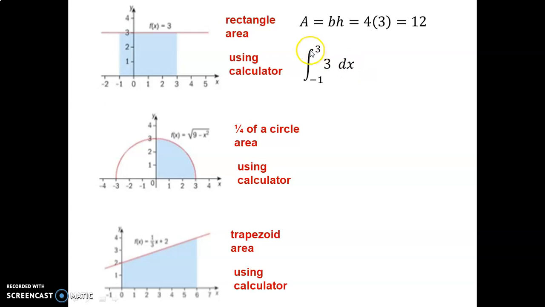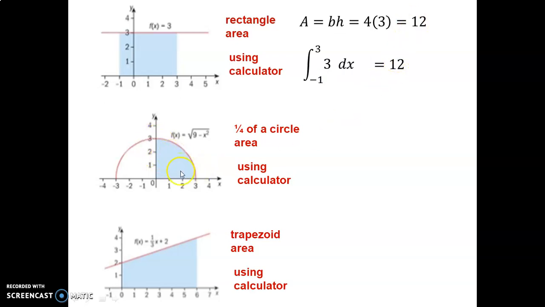Using our calculator, we could set up this integral. If you don't have your calculator, still write this on your page. There's our integral, -1 to 3. And the function is just 3, right? It's just y equals 3, a horizontal line. So function is 3. And punching that in our calculator, using the technique I showed you, confirms we have 12.